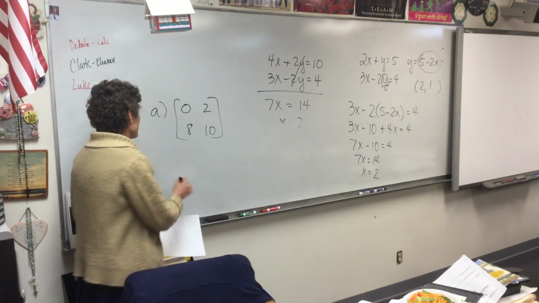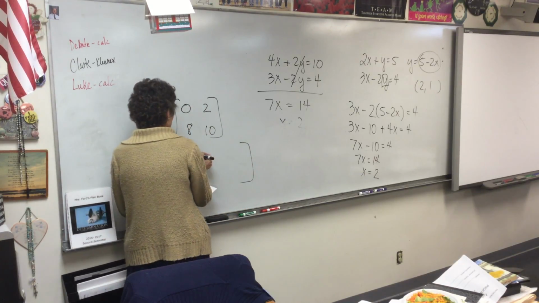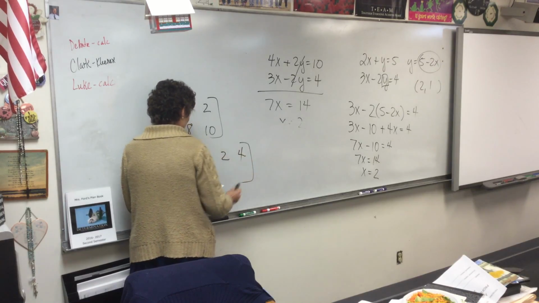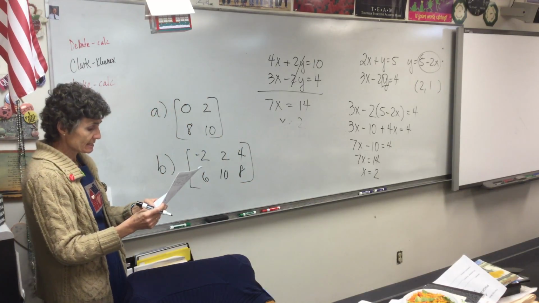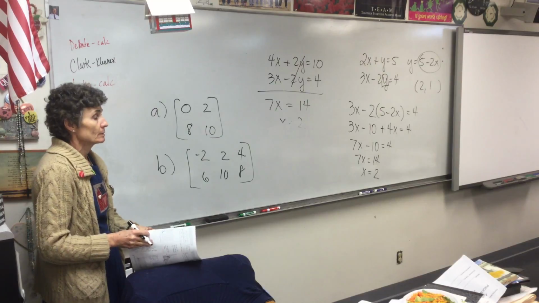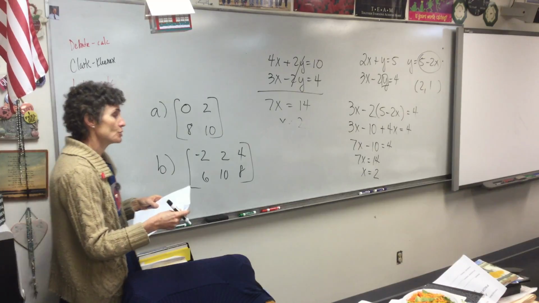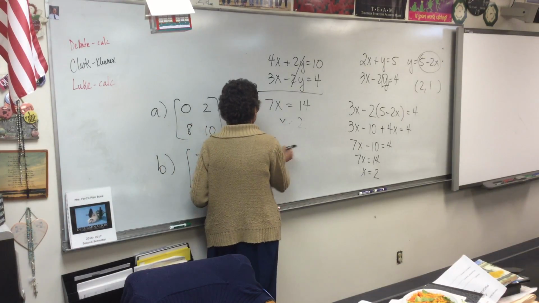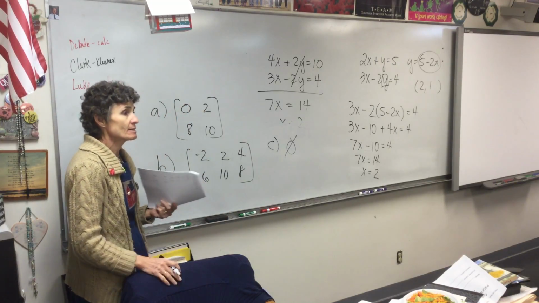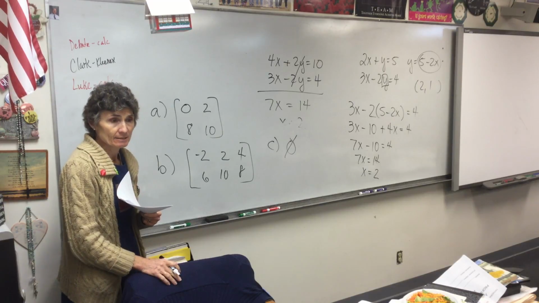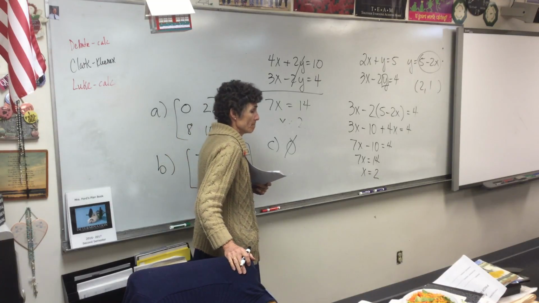B, 2C. 2C will be -2, 2, 4. 6, 10, 8. Easy, easy, easy. A plus C. No solution. C is cannot do. Why can't you add A and C? Because they are different sizes. Different sizes mean you cannot add them.